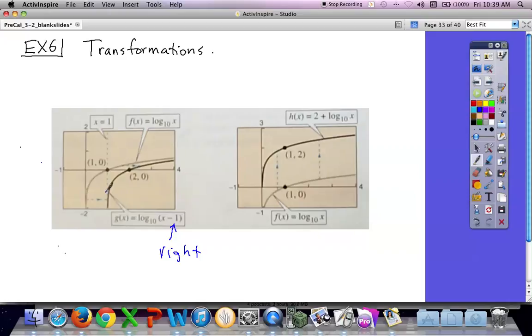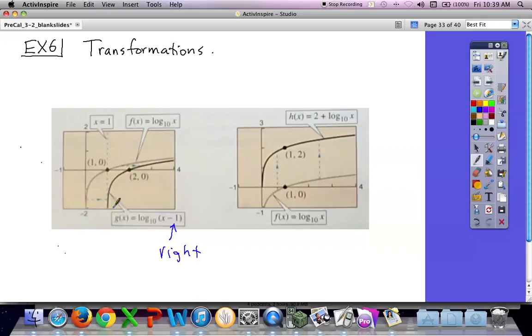In this graph right here, what's the domain? This line right here. 1. It shifted 1 to the right. The domain was x greater than 0. Now it's x is greater than 1 because you shifted it 1 to the right.